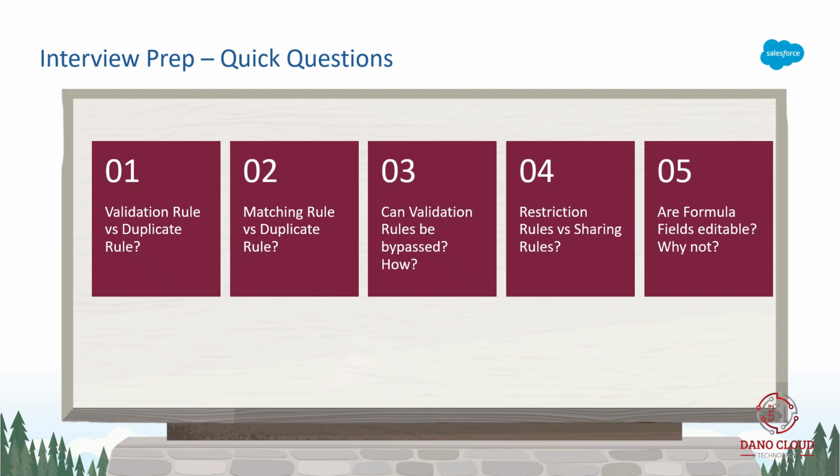Third one, difference between matching rules and duplicate rules. Matching rules define the logic to detect duplicates, and duplicate rules define the actions when duplicates are detected. Fourth one, when would you use restriction rules versus sharing rules? Sharing rules grant more access, restriction rules remove or limit access further. Fifth one, can a formula field be editable? No, formula fields are always read-only. Auto-calculated fields are not editable.